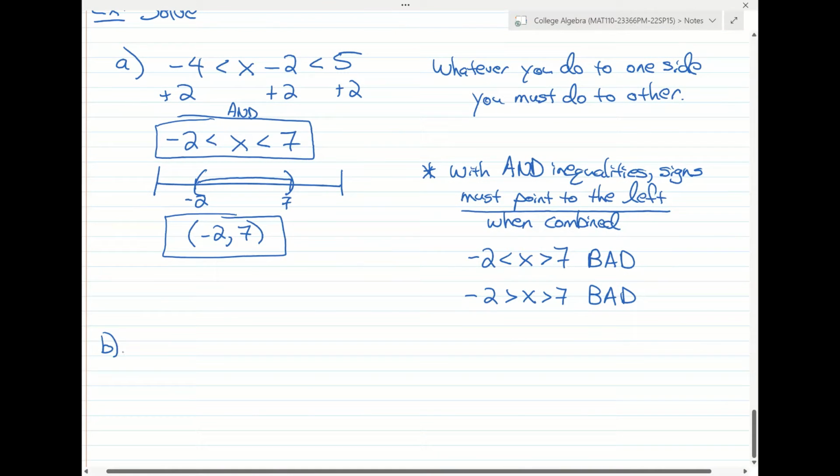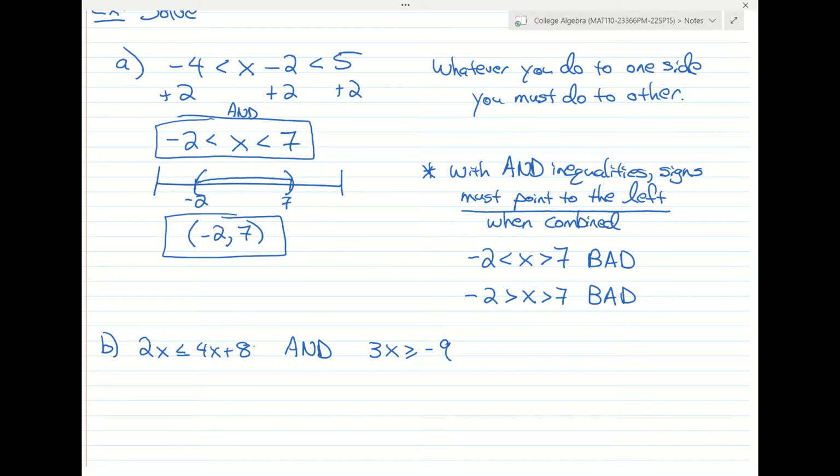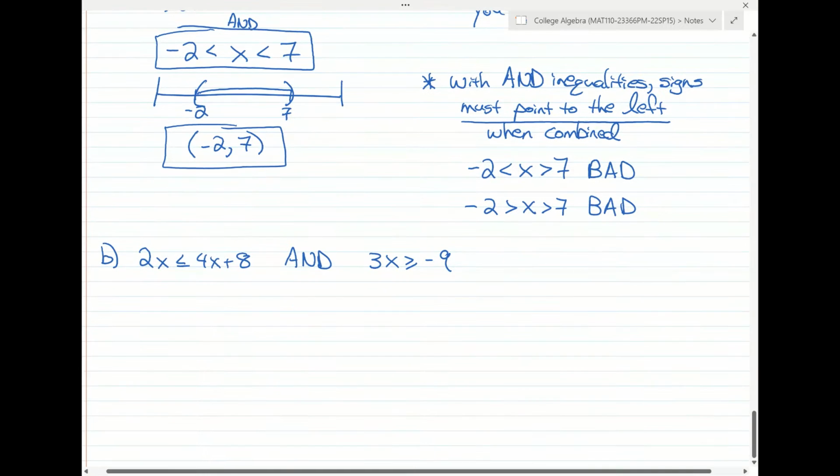We can have compound inequalities that look a little different. What if we had 2x is less than or equal to 4x plus 8 and 3x is greater than or equal to negative 9? Sometimes you could have AND inequalities that are combined. Sometimes you could have them separate. Whenever you have inequalities combined, those are AND inequalities. Let's go ahead and work through this.